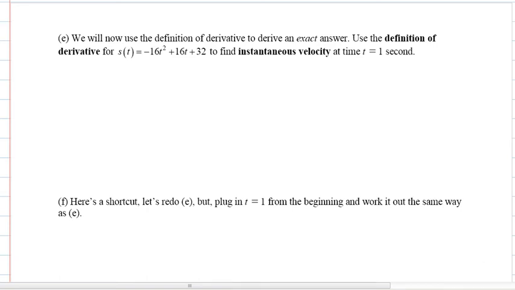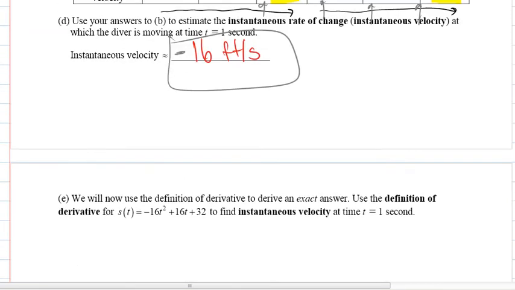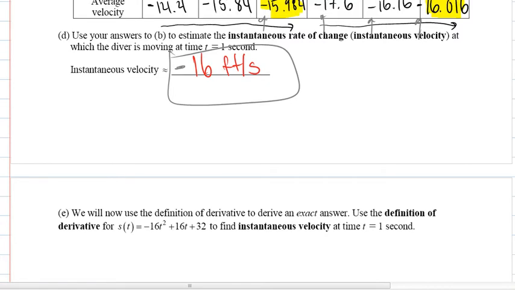So in the last video we estimated the instantaneous velocity of the diver as he was 1 second into the air, and we measured that as negative. So I messed up in the last video. I didn't put my negative, but as you can tell, all these values are negative in the table. So it was negative 16 feet per second.